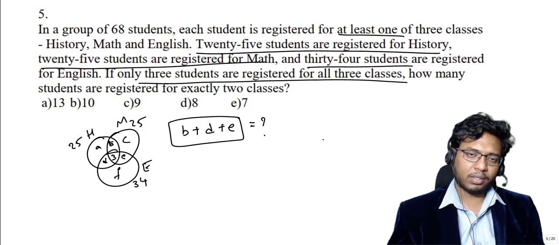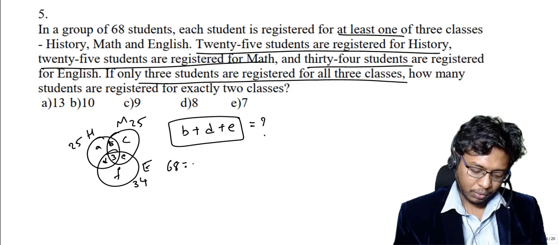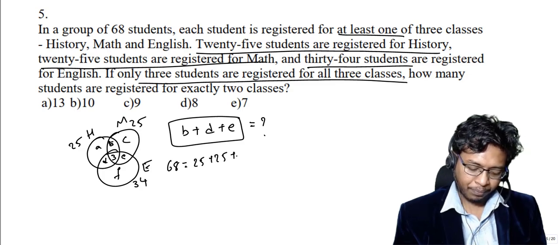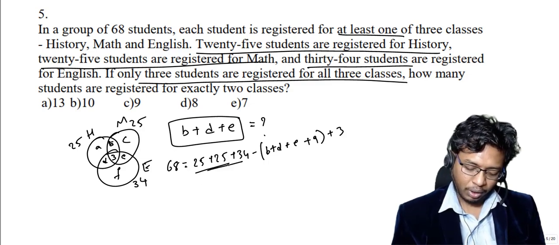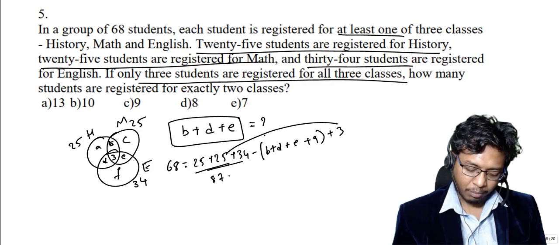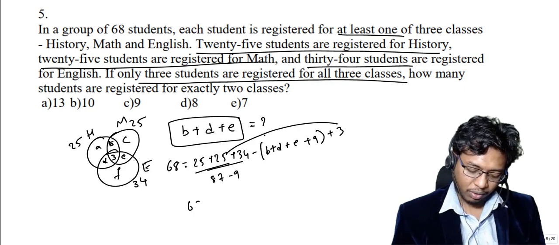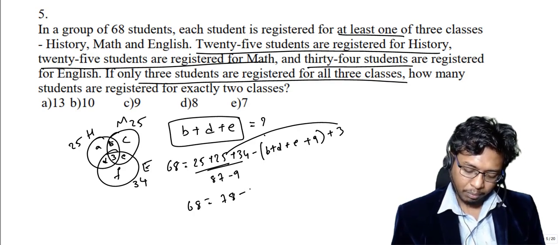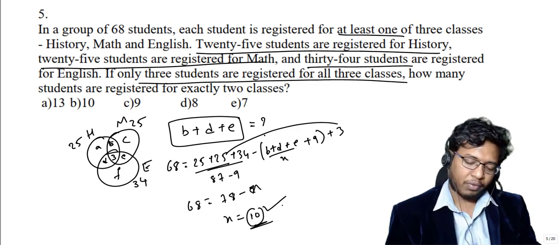Since the concept is already explained in detail, I will directly apply it here. So see here, what I will do is 68 is 25 plus 25 plus 34 minus of B plus D plus E, and this will be plus 3, minus the 9 part. Now 25 plus 25 plus 34 is 84, 84 plus 3 is 87, 87 minus 9 is 78. So 68 is equal to 78 minus x. Let this B plus D plus E be x total. So your x will be 78 minus 68, which is 10. That's it. So the answer for this question is 10.